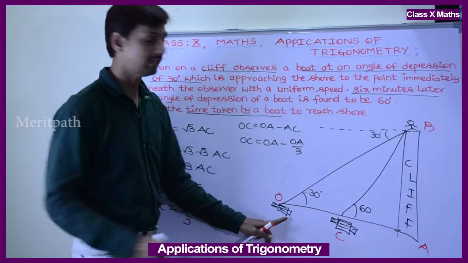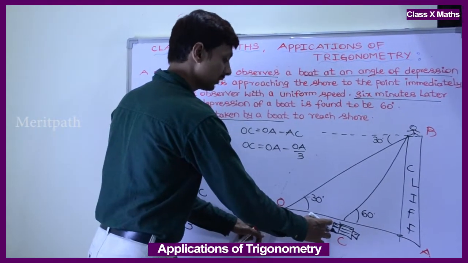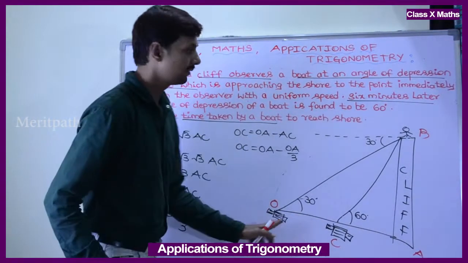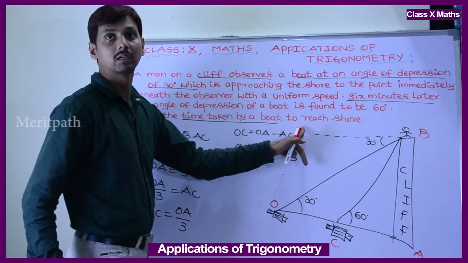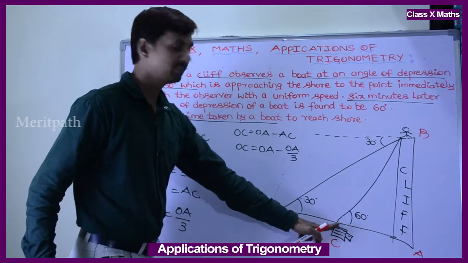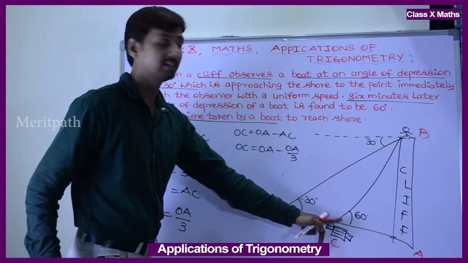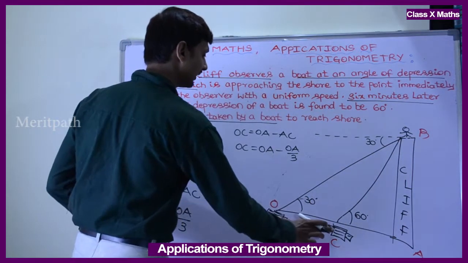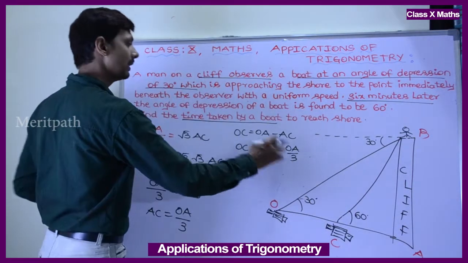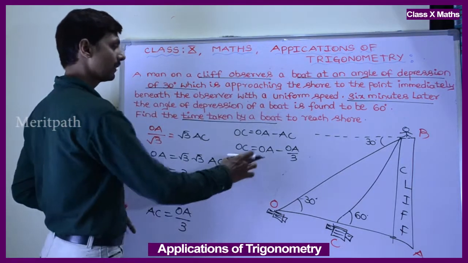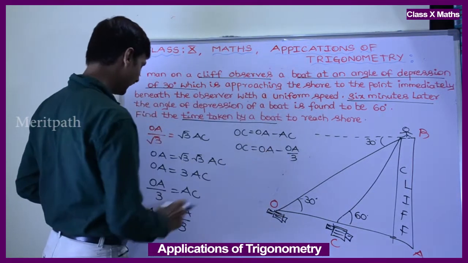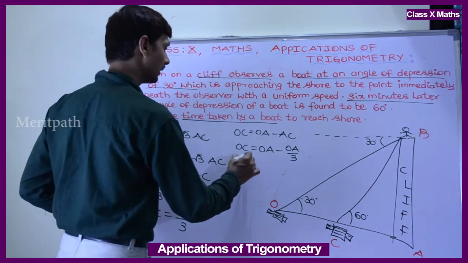We need to find out the value of the distance travelled by the boat from here to here. So we need to find out the time taken by the boat to travel from here to here, 30 degrees to 60 degrees. So OC is equal to OA minus AC. The OA value is as it is, and AC is equal to OA by 3.